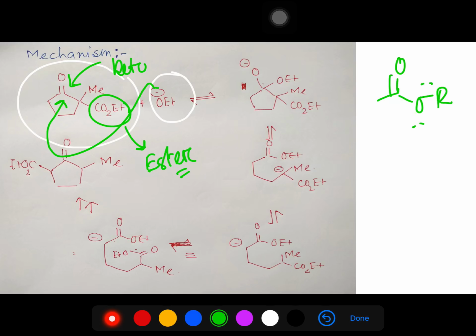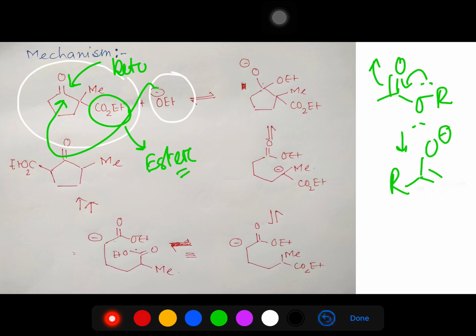Cross conjugation means this one. So in this way, this resonance is responsible for lesser electron deficiency at this carbonyl carbon. Okay, so now what can we expect, what can happen?